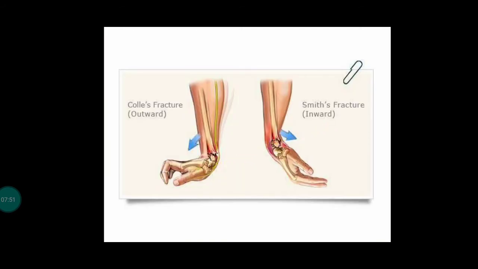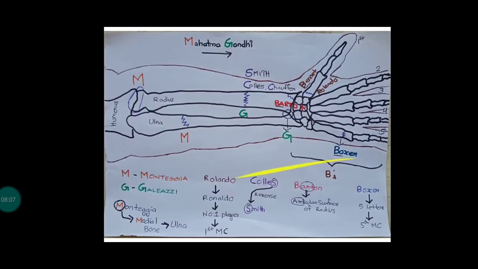So as you can see here, in Colles fracture there will be dorsal tilt or outward displacement. In case of Smith fracture, it is the exact opposite or reverse of Colles fracture, which is inward tilt or ventral tilt, seen in Smith's fracture. Okay. Next, we shall learn about Chauffeur's fracture.